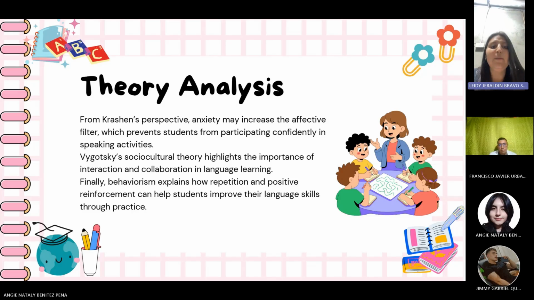From a theoretical perspective, the situation can be explained by Krashen's affective filter hypothesis. According to Krashen, emotional factors such as anxiety, low motivation, or lack of confidence can create a mental barrier that prevents students from learning effectively. When the affective filter is high, students may understand the language, but they feel uncomfortable using it to communicate.